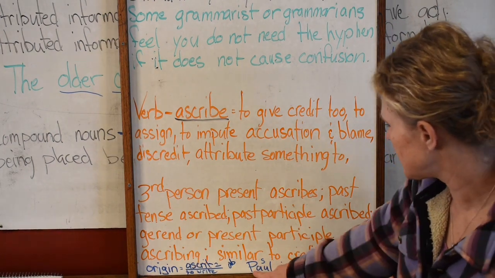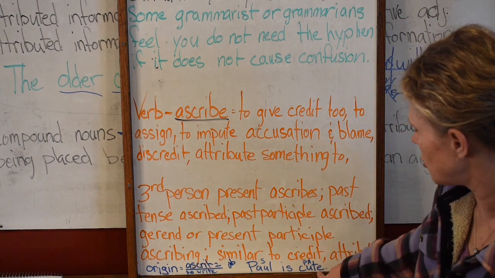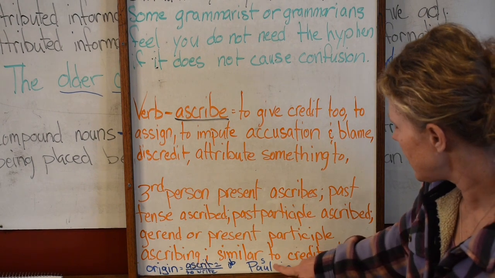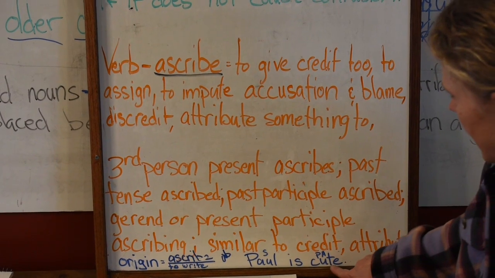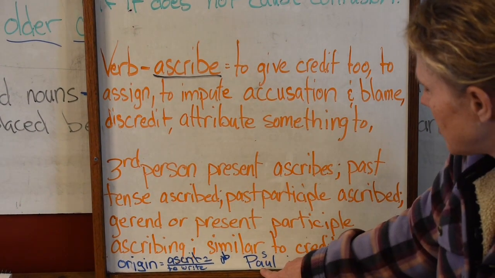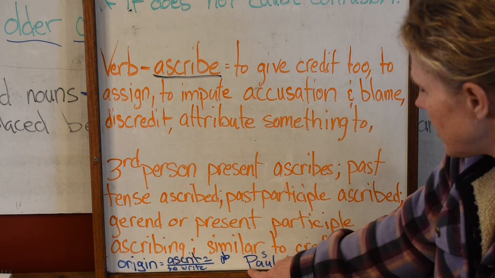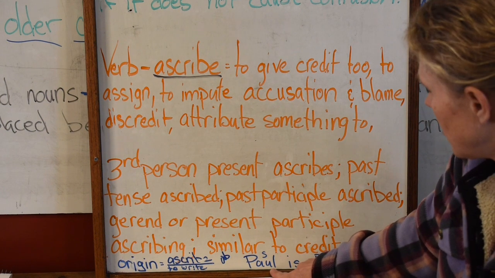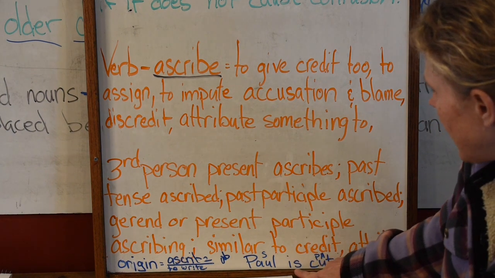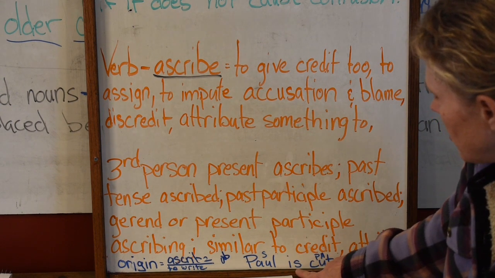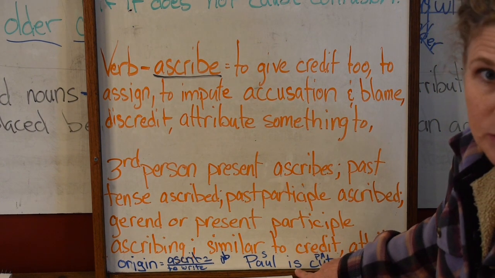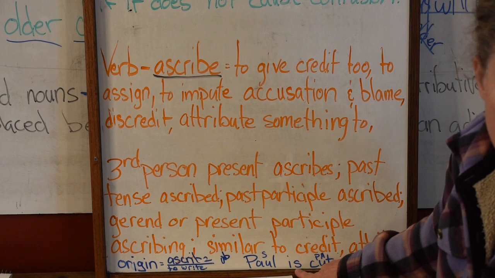So let's look at this simple sentence. Paul is cute. See right here, we have our linking verb. It's linking our predicate adjective back to Paul, which is the subject. We have our subject and our verb, and right here will help you. This is going to be in what person?